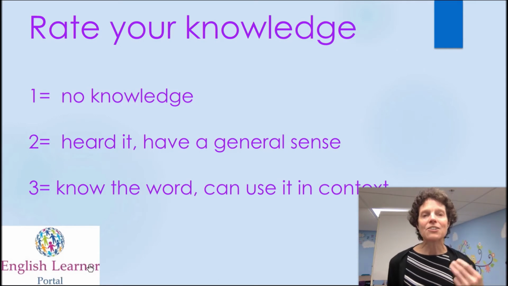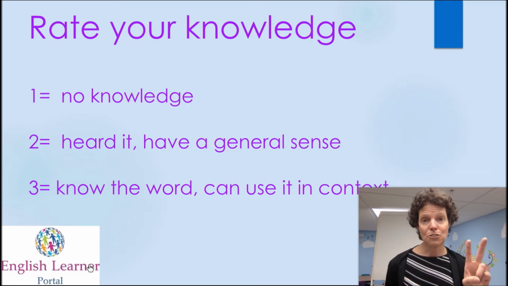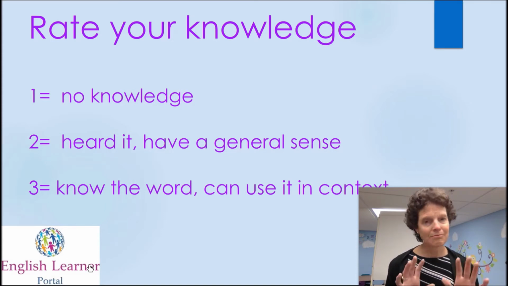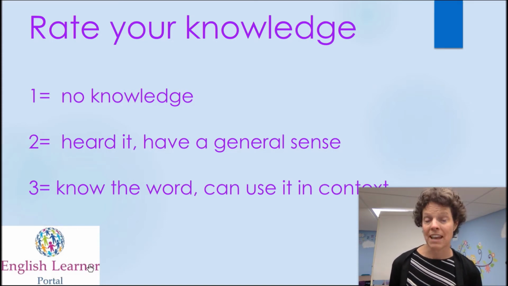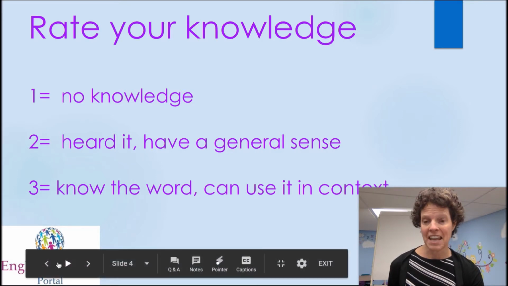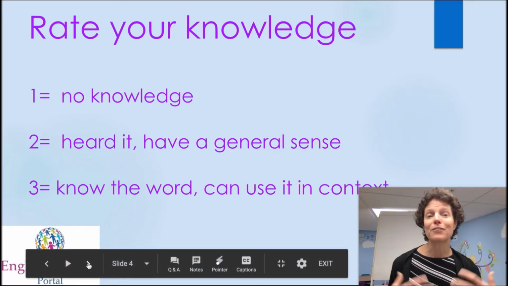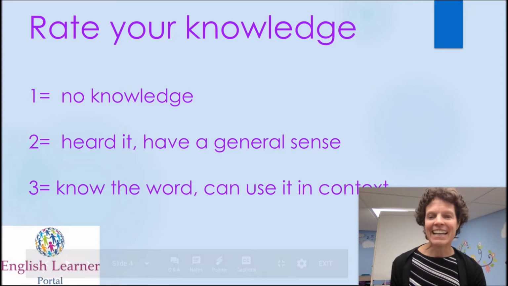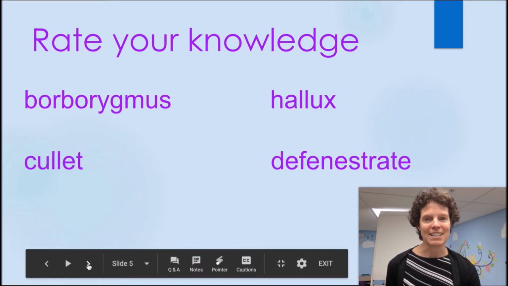You'll be rating yourself as either a 1, where you have no knowledge of the word, 2, you've heard it and have a general sense of the word, or 3, you know the word and you can use it in context. Now, I'm hoping you don't know these words. They are actually English words, but in order to teach and model these strategies, I'm hoping they are not in your active vocabulary. Let's take a moment now and rate yourself.